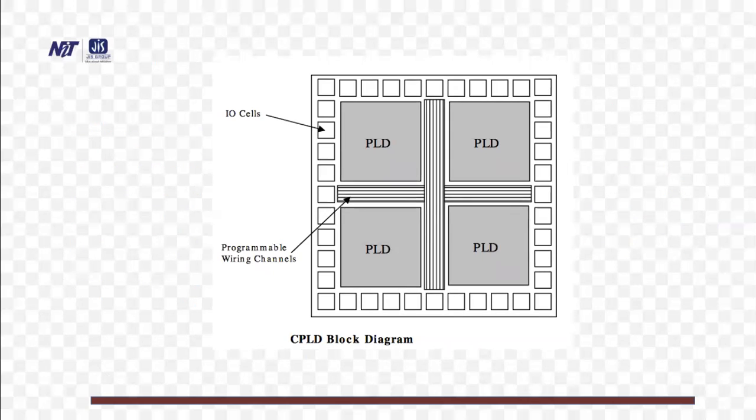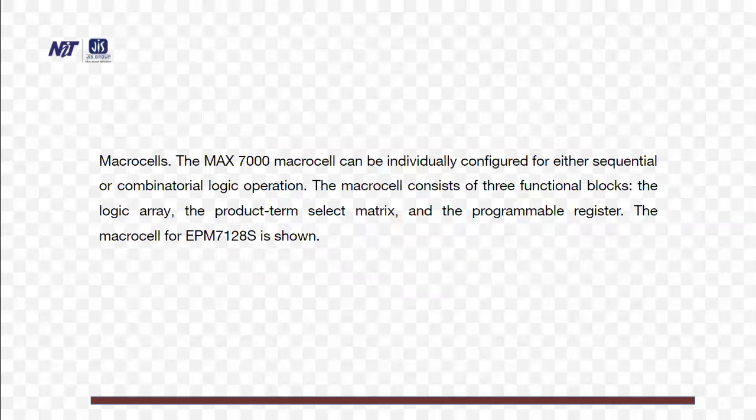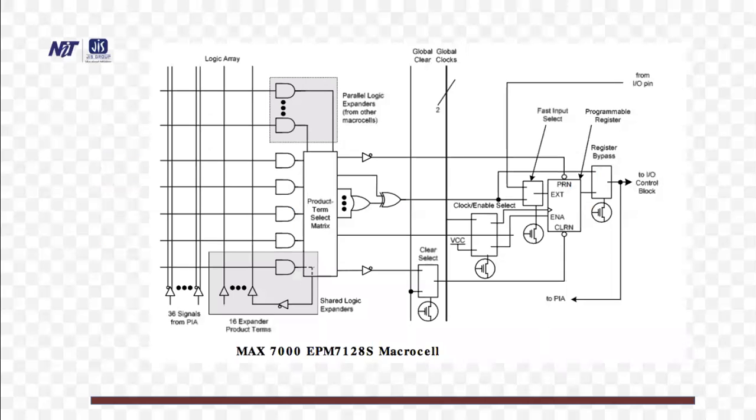So this is the CPLD block diagram. There are different PLDs with a line of IO cells and programmable wiring channels. Macro cells. The MAX 7000 macro cell can be individually configured for either sequential or combinatorial logic operation. The macro cell consists of three functional blocks: the logic array, the product term select matrix, and the programmable register. The macro cell for EPM7128S is shown. This is a MAX 7128S macro cell.